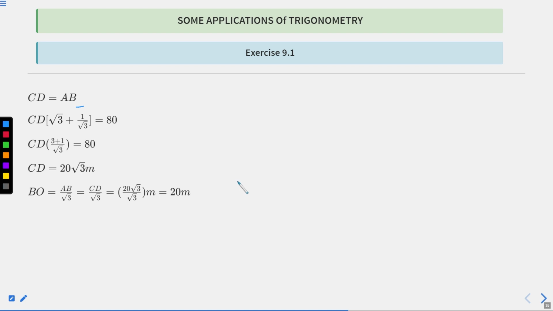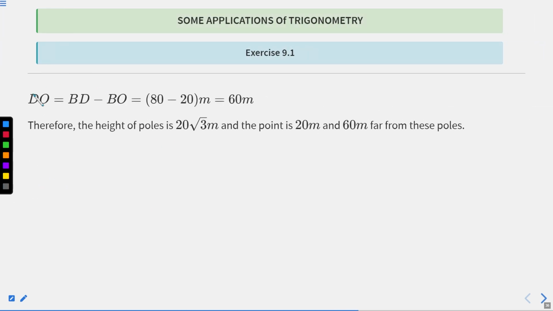Now BO is equal to AB by root 3, which is equal to CD by root 3, which is 20 times root 3 by root 3 meters, that is 20 meters. So BO is 20 meters and CD is 20 times root 3 meters. Now DO is equal to BD minus BO. BD is 80 and BO is 20 meters, so 80 minus 20 is 60 meters. Therefore the height of the poles is 20 times root 3 meters, and the point is 20 meters and 60 meters from the poles.